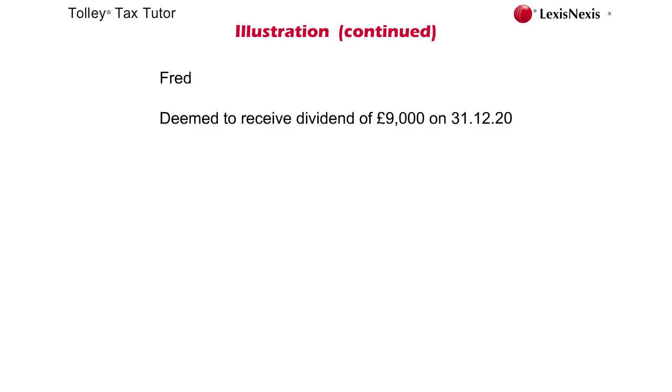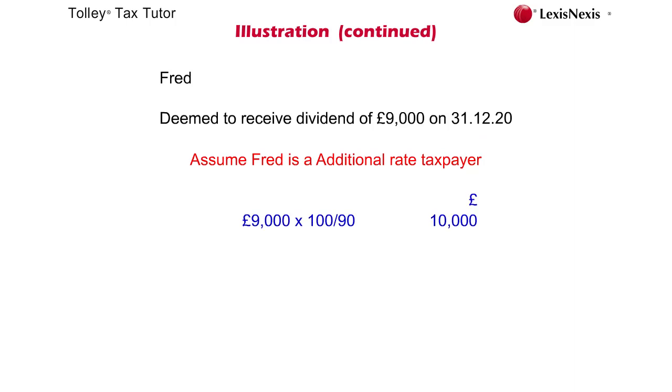Continuing with this illustration, let's look at the situation for Fred. Fred is deemed to receive a dividend of £9,000 on the 31st of December 2021, which is in tax year 2021-22. Assuming that Fred is an additional rate taxpayer and has received other dividend income in the year which has used up his £2,000 dividend allowance, he will be taxed on that dividend.